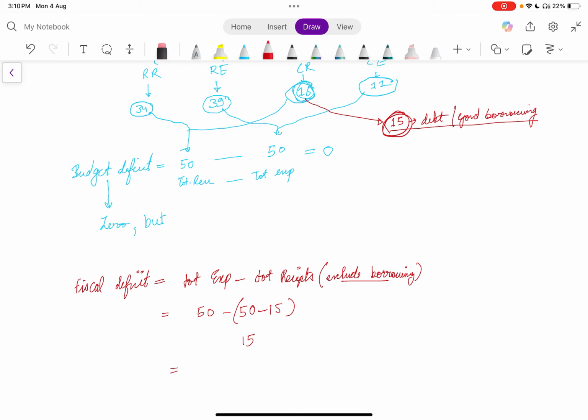Sorry, this will be 35, and 50 minus 35 will turn out to be 15, and that will be our fiscal deficit. So this formula, fiscal deficit is equal to total expenditure minus total receipts excluding borrowing, has been given in most of the standard books.